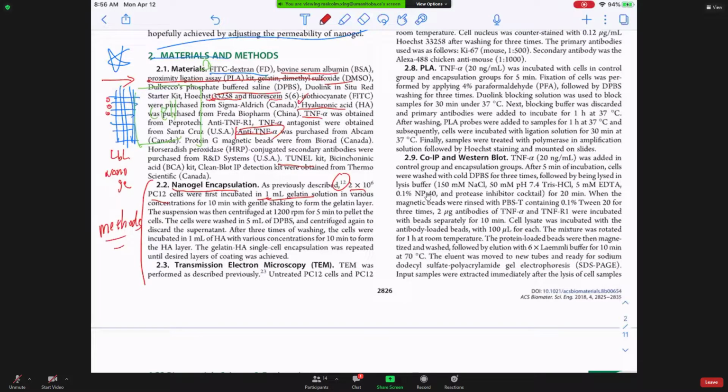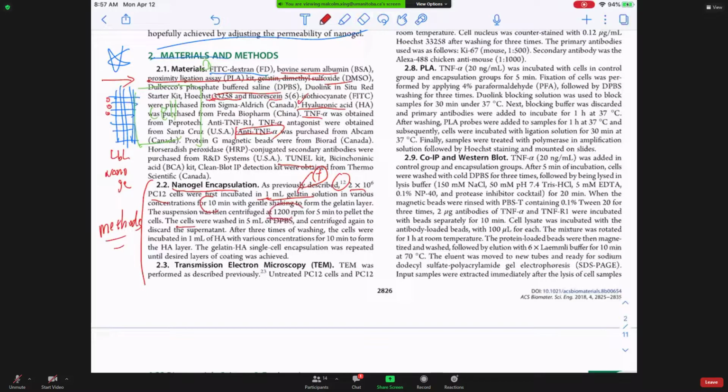And with different concentrations. First one stays there for 10 minutes with gentle shaking, because this gelatin is positively charged. We know the cell is negatively charged. So the negatively charged cell will let the gelatin, a positive charge, deposit onto the cell surface. So that is the mechanism. Cells were washed after the gelatin deposited onto the surface.